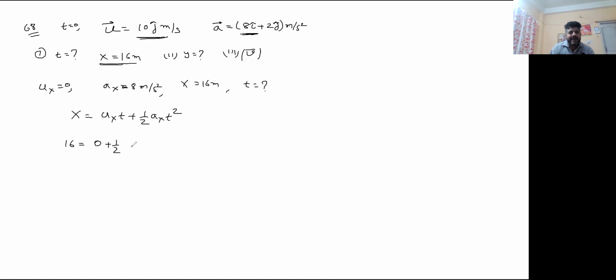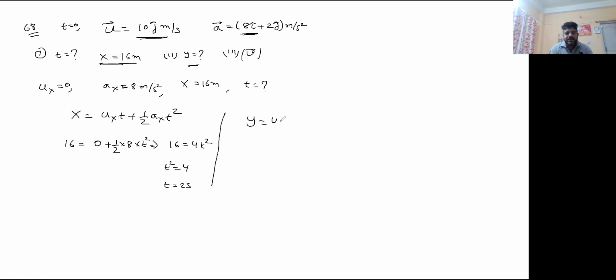So x is 16. Half ax is 8 and t square, which means 16 is equals to 4 t square. T square is equals to 4. T is equals to 2 seconds. So when you get the 2 second time, during that time, what is your y?